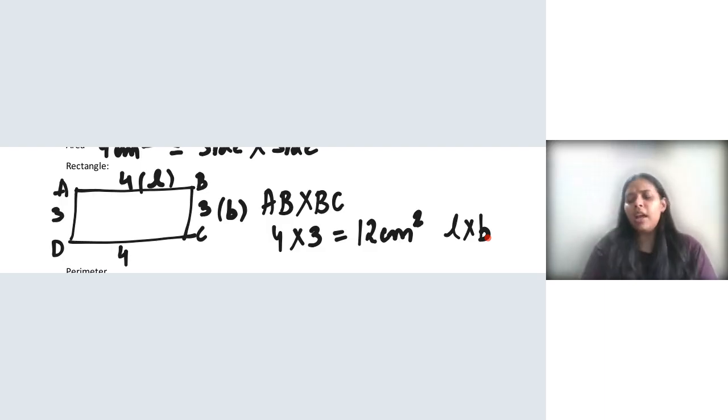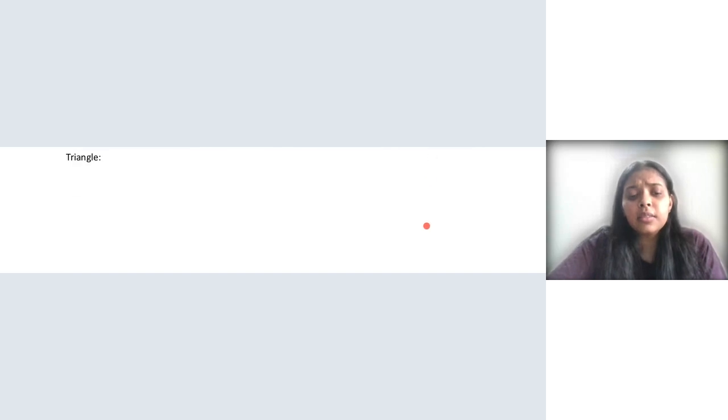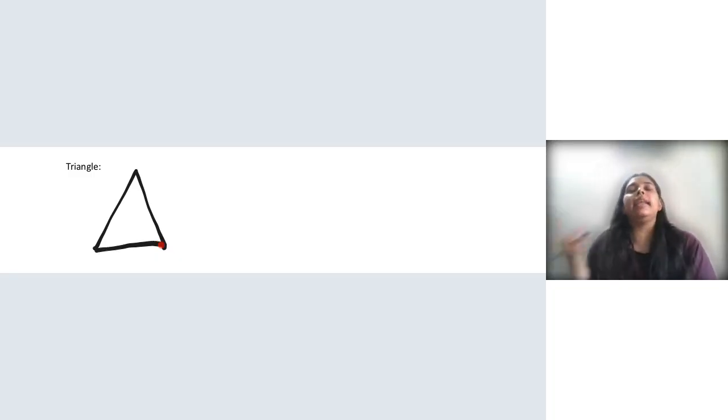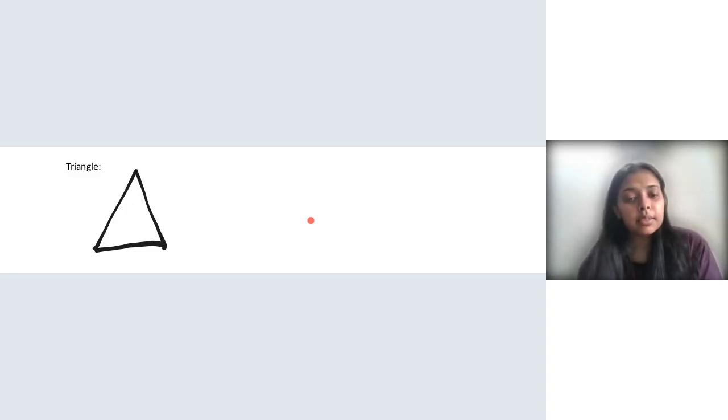Yes. Okay. Do you know what a triangle is? Yes. What is a triangle? How many sides are there in a triangle? A triangle has 3 sides. So this is the triangle. Okay. If this is the triangle, again, how will I find the perimeter? We will multiply. No, we will add all these sides. Right. We will add all the sides.